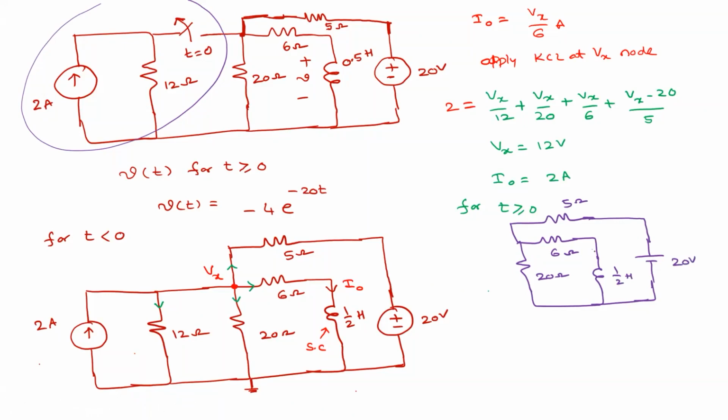So now calculate this current. Calculate that particular current. How to calculate? If you notice, this circuit can be rearranged something like this, or you can directly calculate that current. So what is the value of that current?